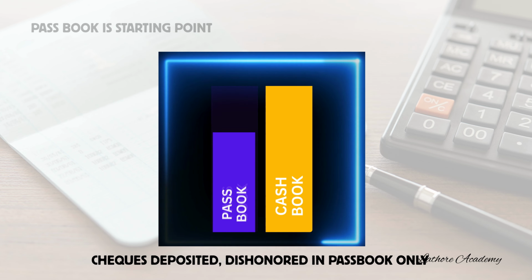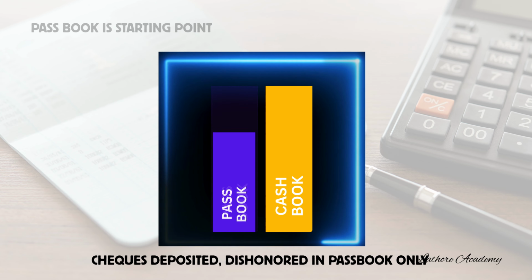Moving on to the next transaction, overcasting of payment side of the cash book. If you have totaled the payments as more than the actual, your cash book balance appears lower. We have to subtract this overcasting error from the passbook balance.